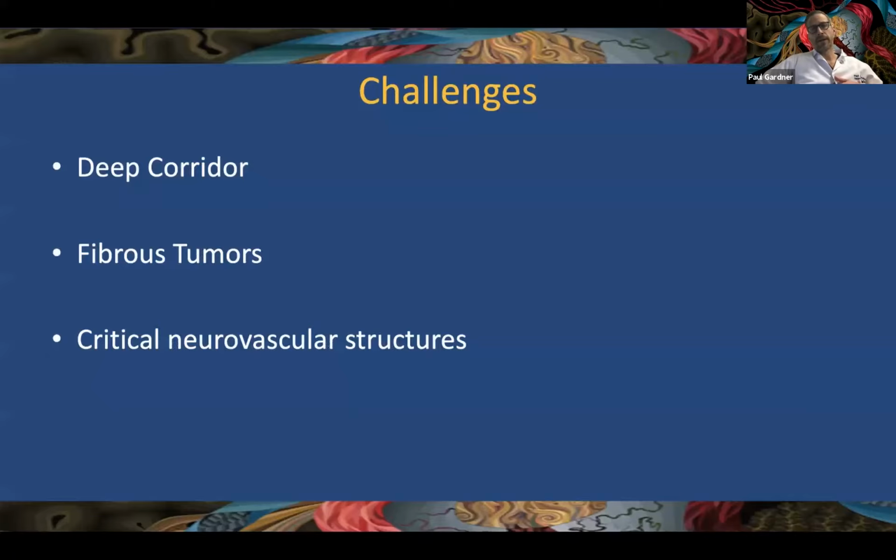Now, in the skull base, as in many areas of the brain, there are a lot of challenges. There are deep corridors, regardless of whether you do a large open approach or a so-called minimally invasive or keyhole or endonasal approach. There are often fibrous tumors. Sometimes we get blessed with soft ones, but they're often fibrous. And then we're always dealing with critical neurovascular structures whenever we're working around the skull base.